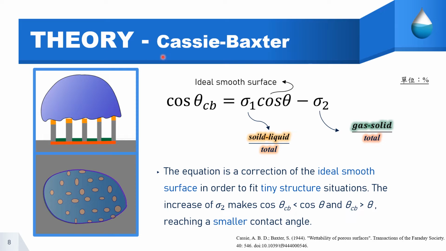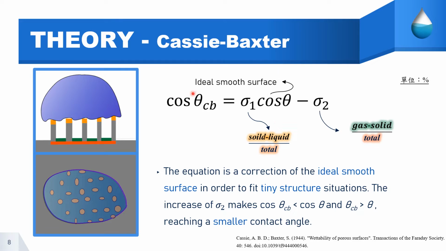The next theory is Cassie-Baxter theory. The equation is a correction of ideal smooth surface because the theory we just talked about previously, the Young theory, is designed for an ideal and smooth surface. And this theory has a correction to fit tiny structure situations.